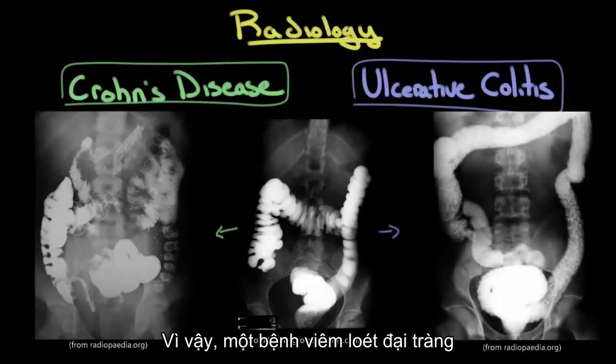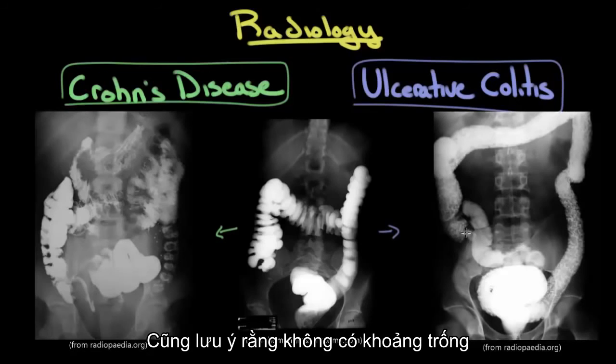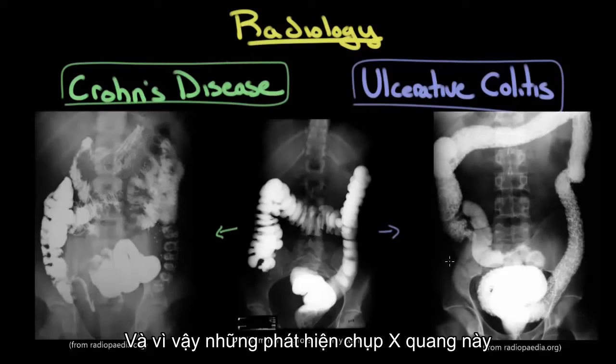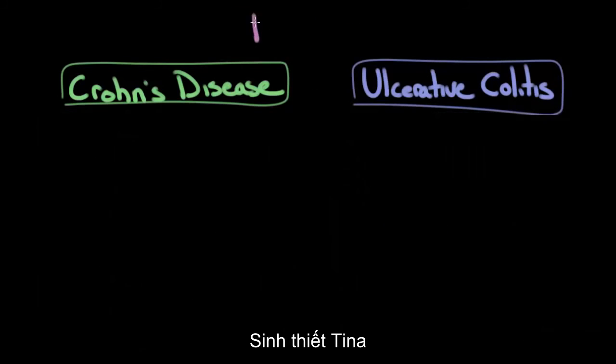So in ulcerative colitis, you'll get this continuous lesion that only involves the large intestine. So notice that there's no gaps of inflammation. The entire intestine is involved, and then you get a fairly normal small intestine afterwards. And so it's these radiographic findings that lead to the next step in diagnosis, which is to obtain a biopsy to formalize the diagnosis of Crohn's disease and ulcerative colitis.